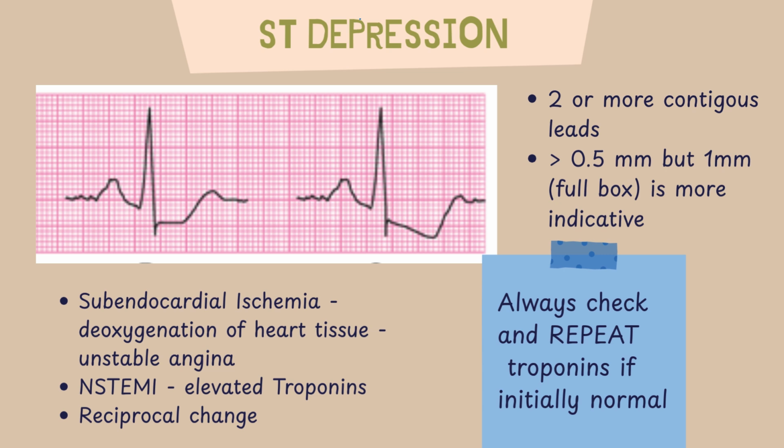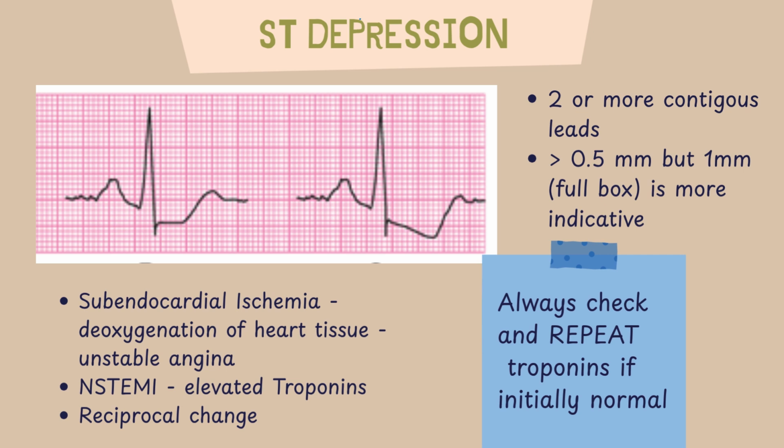We have to repeat troponins. One normal result early on doesn't rule out evolving damage. So just because we have ST depressions and negative troponins doesn't mean it's unstable angina. It means that we have to repeat our troponins.